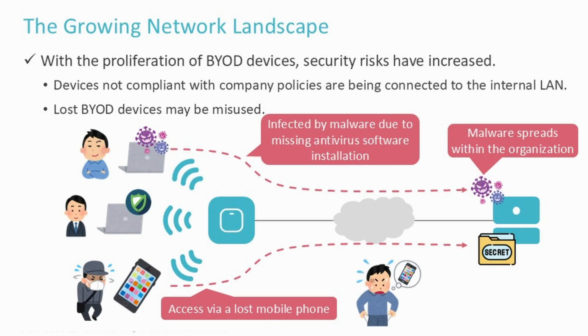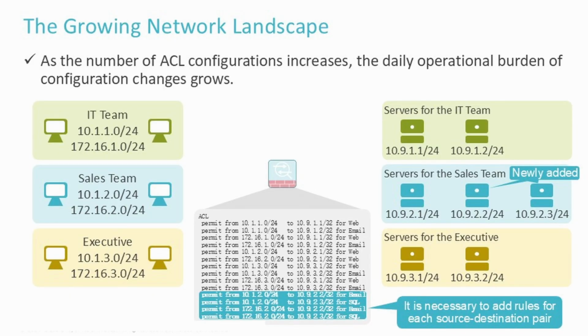Until now, we've been talking from a security perspective, but the rapid increase in devices is also causing major issues for infrastructure operations. For a long time, infrastructure used ACLs, access control lists, to enforce IP address-based access control. However, as the number of devices and IP addresses on the network increased, the amount of ACL configurations grew exponentially, exhausting operators from managing them.